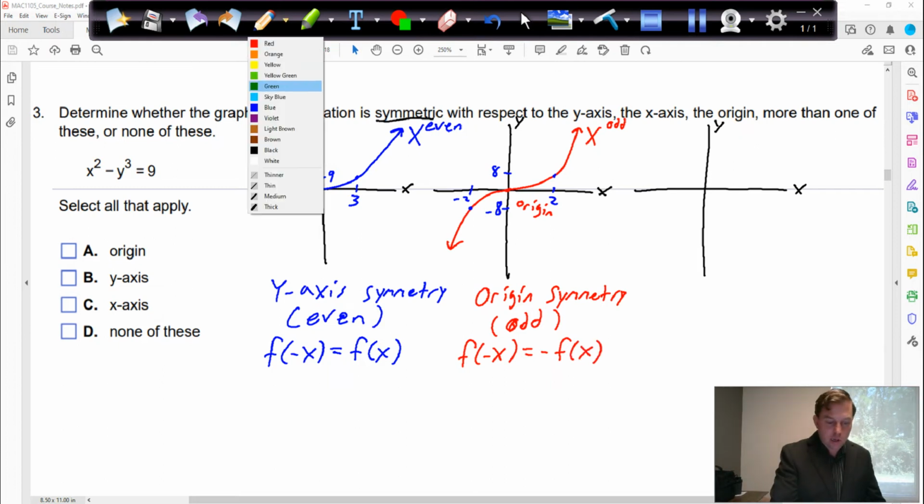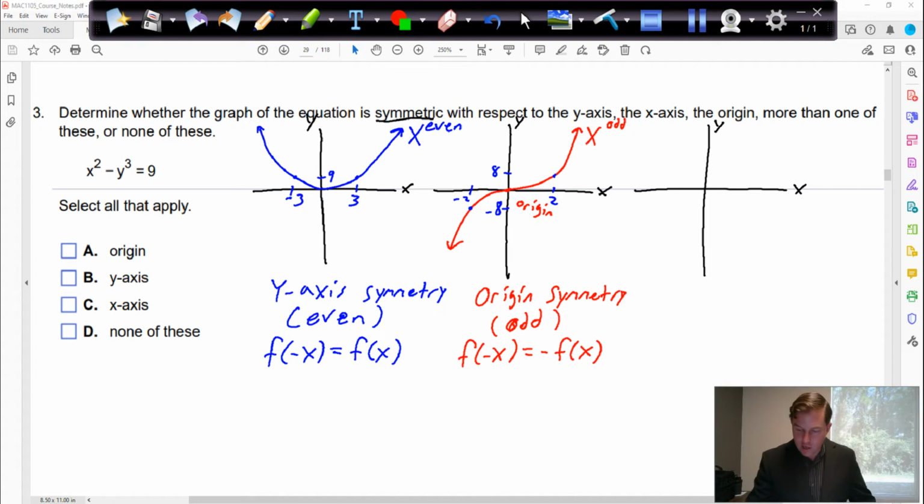Now there is one more possibility, and that is if we have x-axis symmetry. So if you were to put a mirror on the x-axis, it would reflect the top part and it would look just like the bottom part. This is x-axis symmetry.